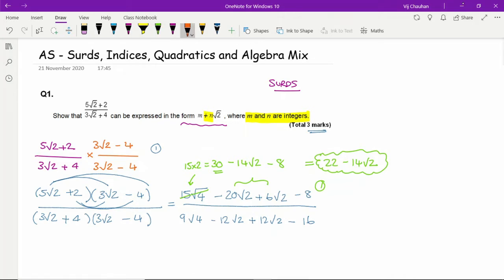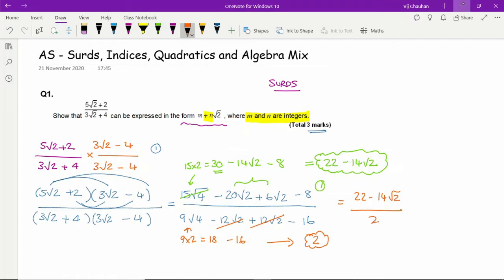Then working with the denominator, 9 root 4 is the same as 9 times 2, which is 18. The minus root 2, 12 root 2 and plus 12 root 2 cancel out, and I've got minus 16, and so my new denominator is just simply going to be 2.